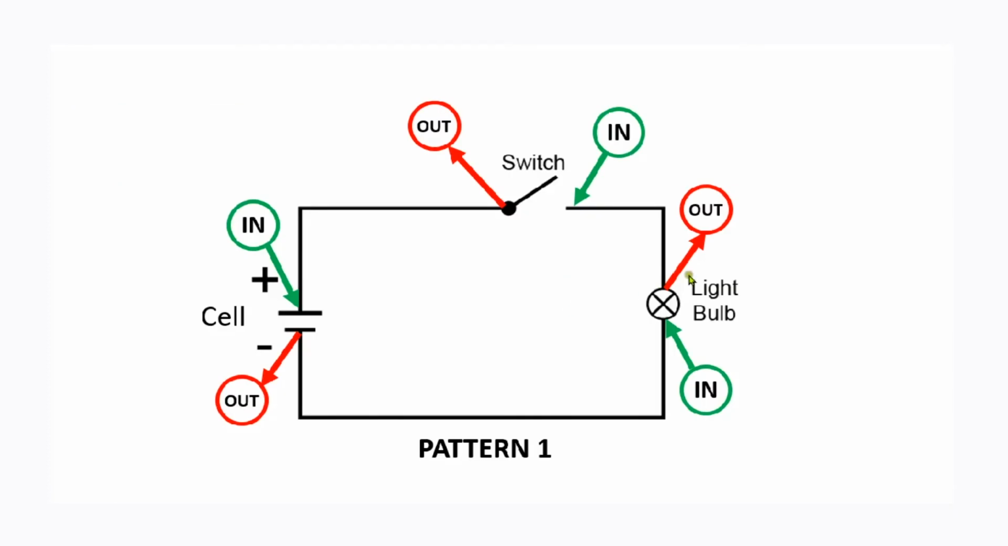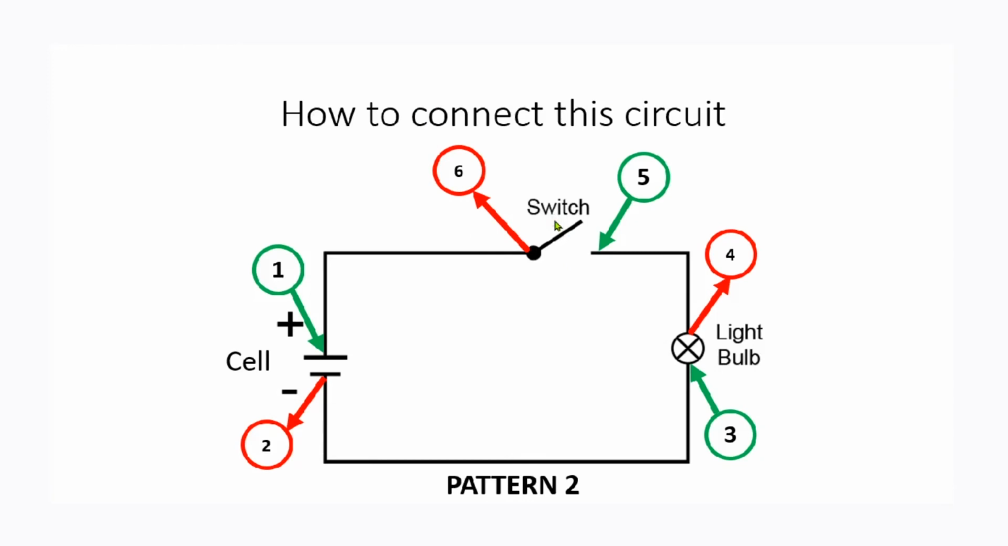Very briefly, let's go and look at our pattern once more. This is pattern number 1, in and out, running throughout that circuit. Pattern number 2 is our numbers. When we are able to take all our numbers and our in and outs, we are able to connect up the circuit, and we are able to then practically make the circuit do what it's intended to do.